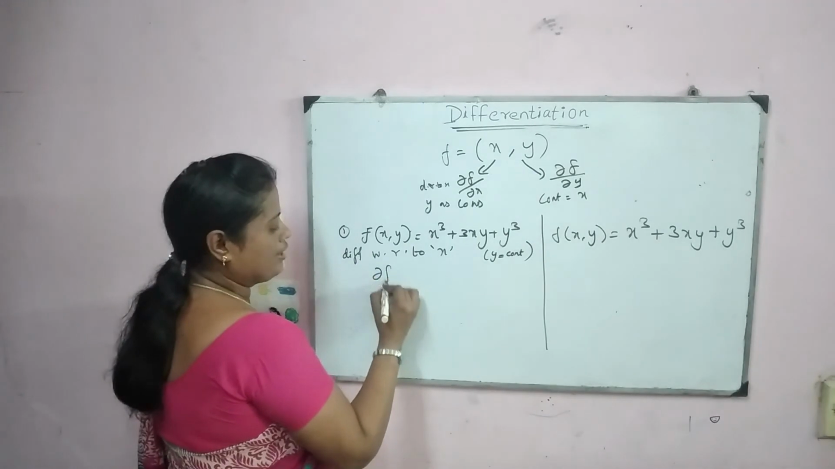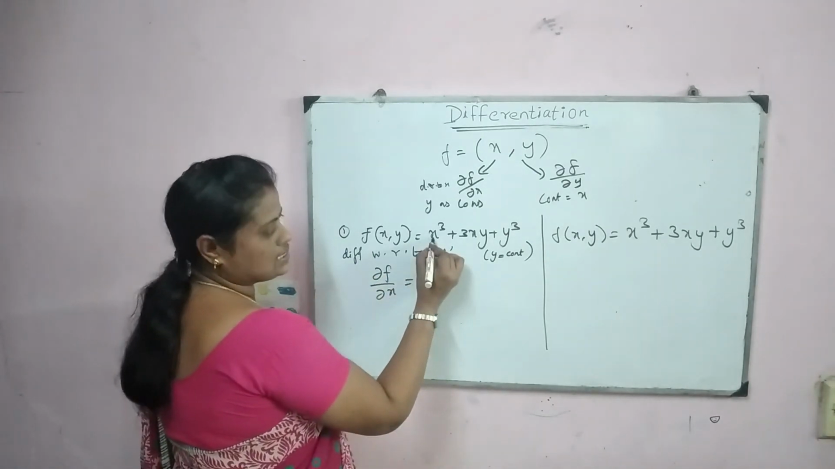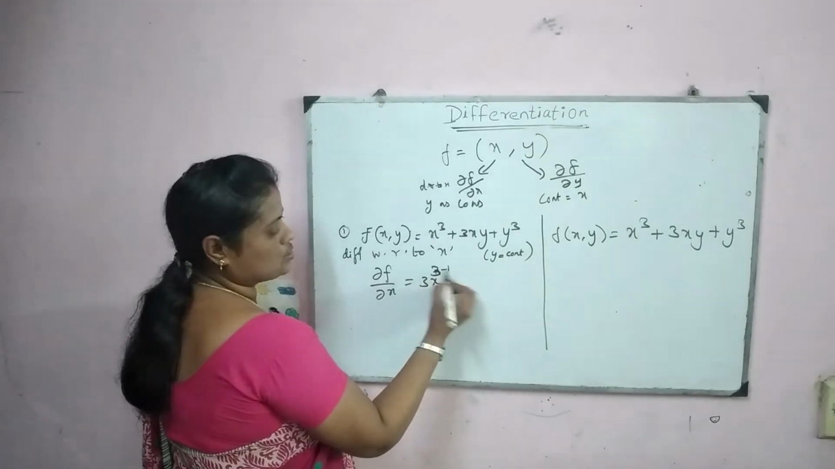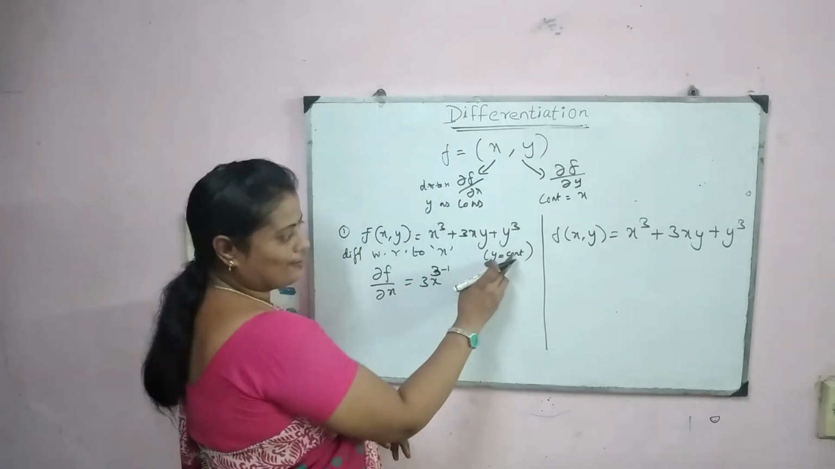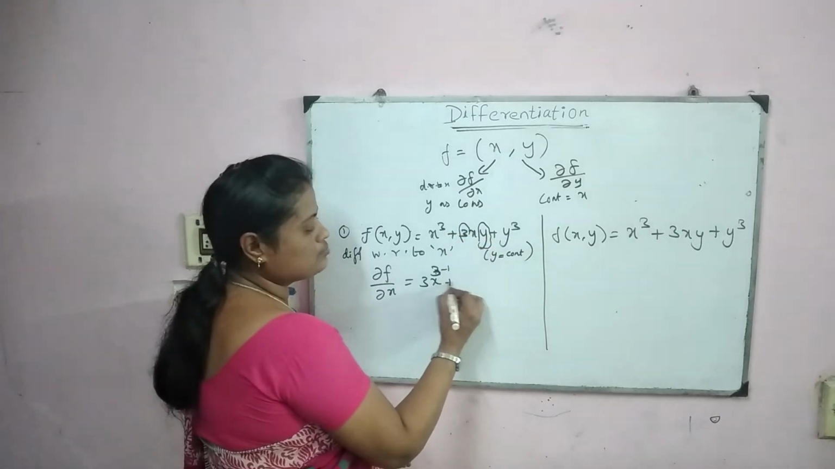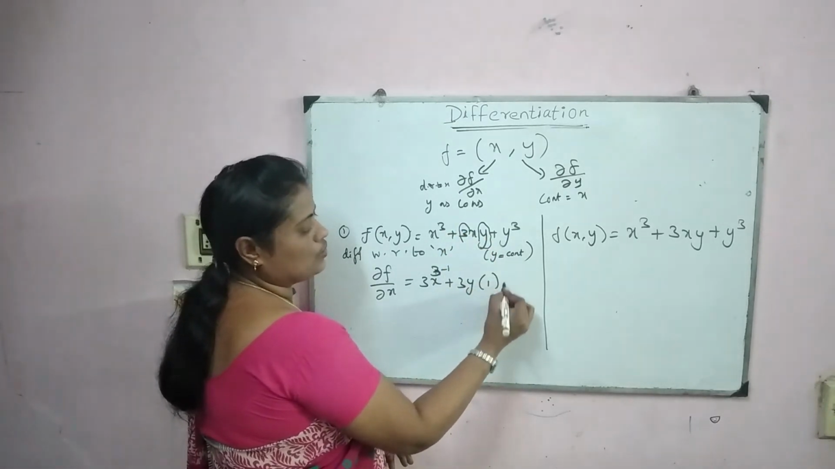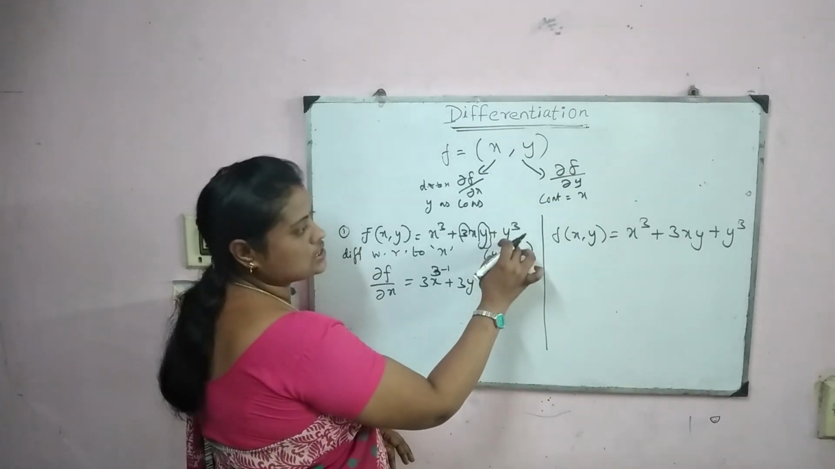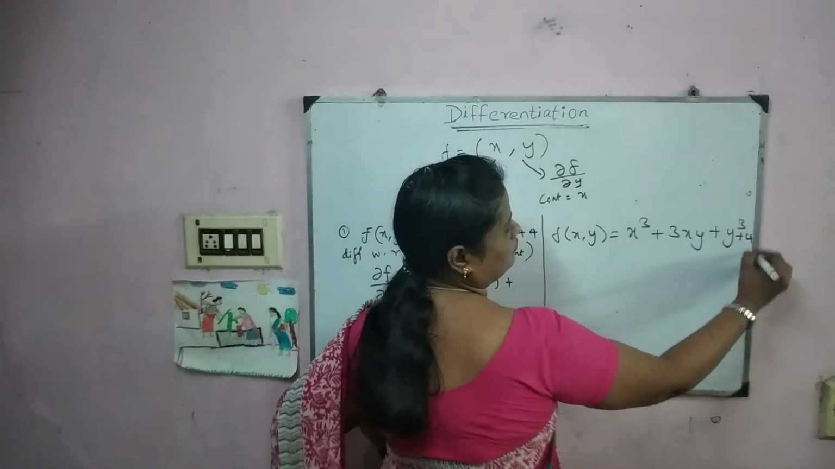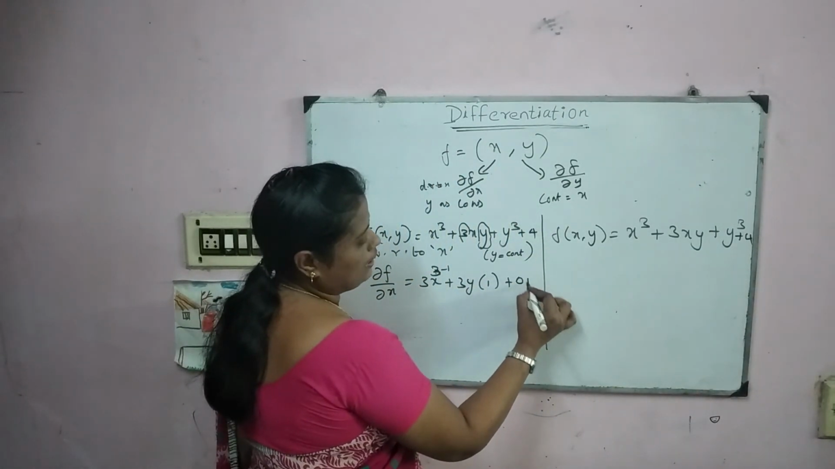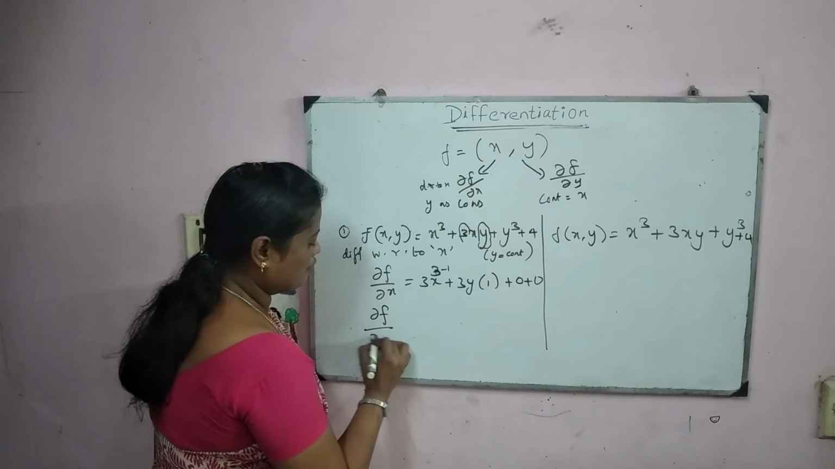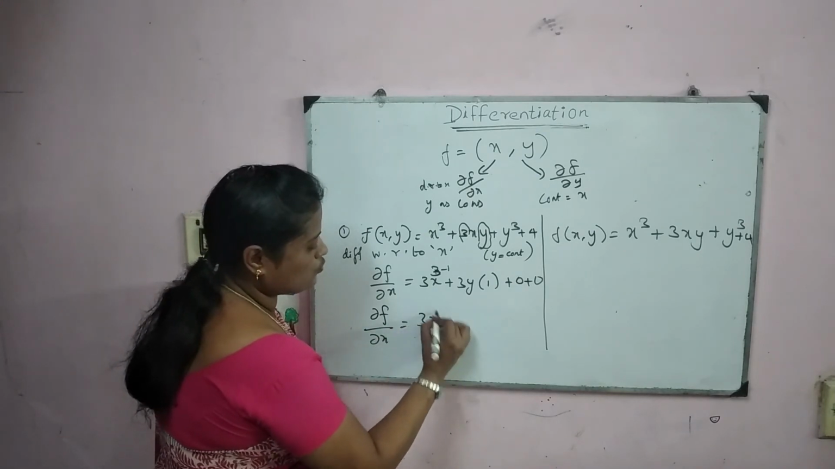So dou f by dou x is equal to: for x cube, using the formula n x power n minus 1, where the value of n is 3, we get 3x square. Here you have to consider y as a constant, so for 3 times y times x the differentiation gives 3y. The y cube term is a constant, so its differentiation is 0. So our final answer, dou f by dou x, is equal to 3x square plus 3y.